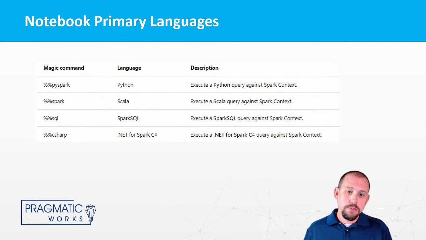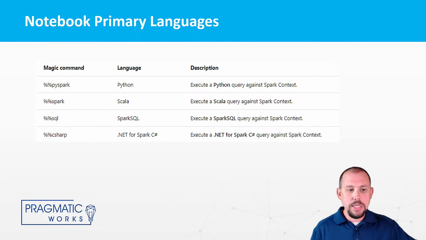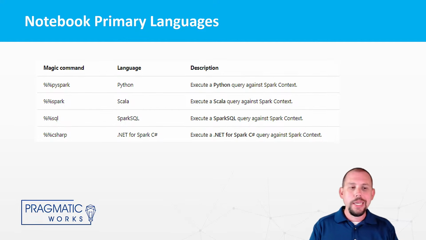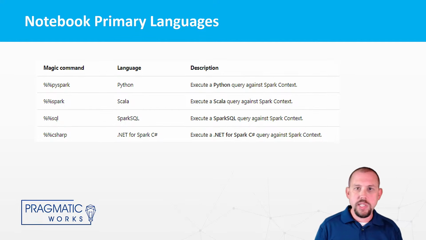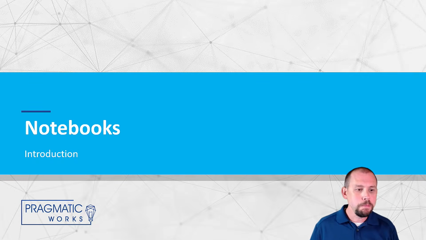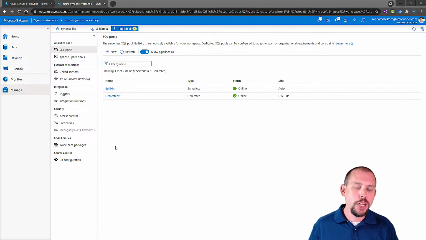Inside of a notebook, this is different for Synapse notebooks versus Databricks, because in Databricks we have Python, Scala, Spark SQL, and R. In Synapse, we have Python, Scala, Spark SQL, and .NET. So there's a little bit of a difference there, but these are the primary languages that you can use inside of your notebook. So if you're a Python person and you like doing Python and building notebooks, this is for you, right? All right. So that is a super quick introduction into notebooks.